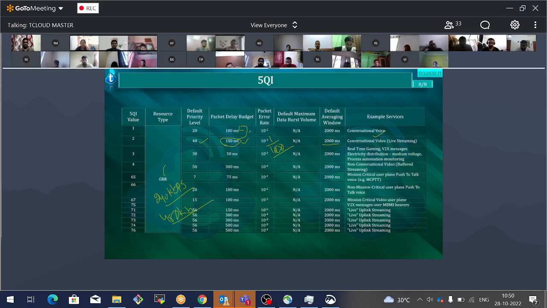But if there is a fight among the resources at the same time, which one would be given importance? Definitely voice, because its priority level is higher than the video priority level. Remember, the lower the number, the higher the priority.